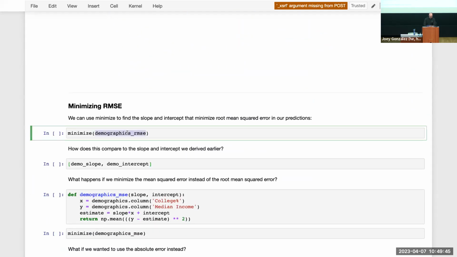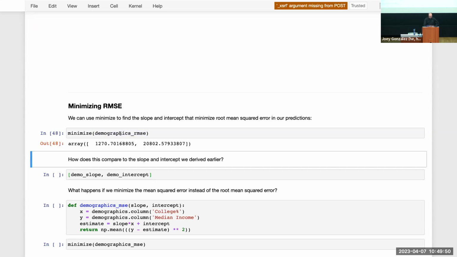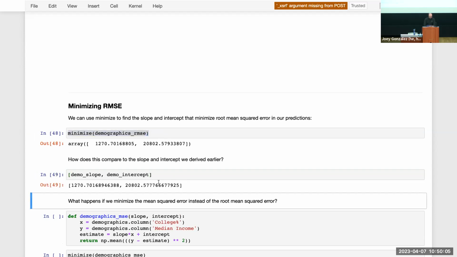So demographic RMSE is a function I had earlier. I was just plotting it. I say minimize. What does that give me? 2 numbers. This number is the slope, remember, and this number is the intercept. That's the first and second arguments of this function. Oh, did I mess this up? I did. No, I didn't. Here we go. Sorry. So here's my demo slope and intercept. This is the demographic slope and intercept we've been using throughout this class.